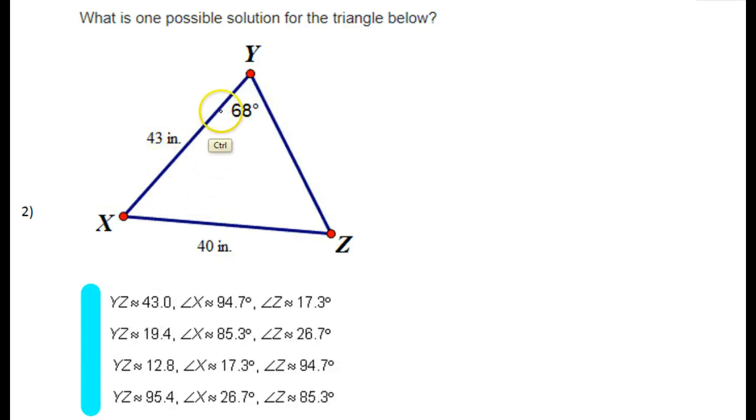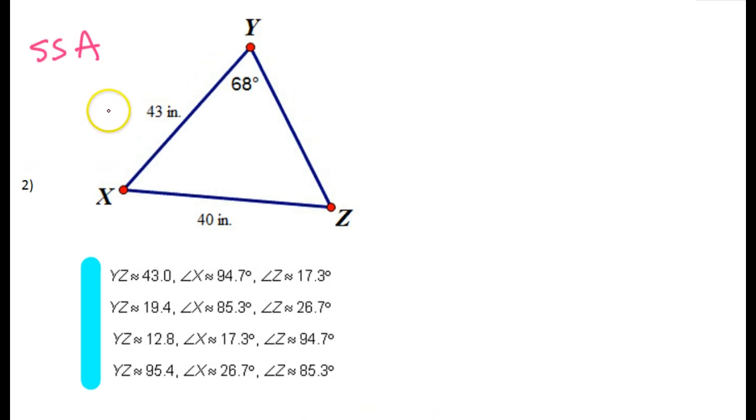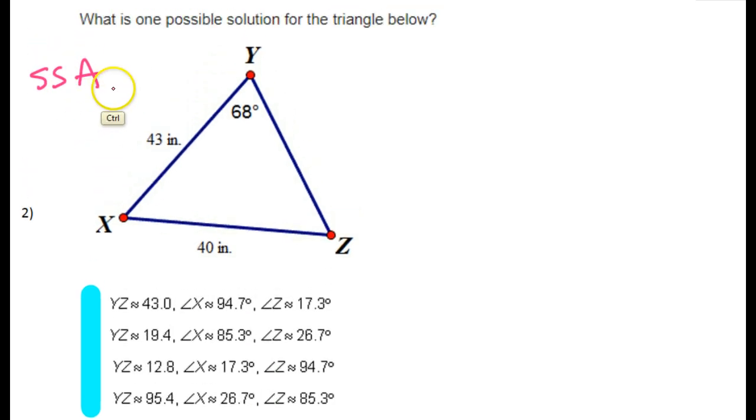Okay, in this problem, we're basically looking to see one possible solution for this triangle among these answers. Now, I'm noticing that they give me a side, and an angle that is not in between them. So this is a side-side-angle situation. And this one is very special. It's called the ambiguous case.